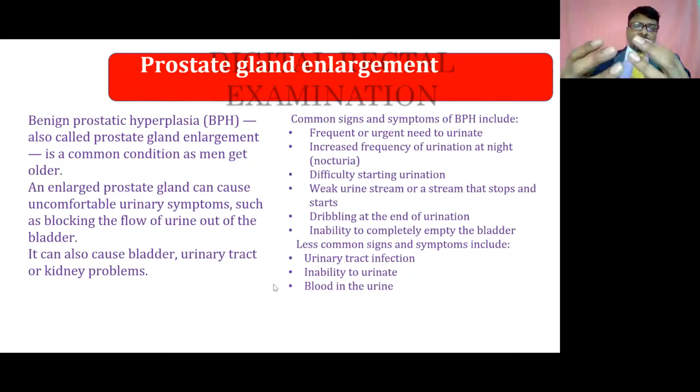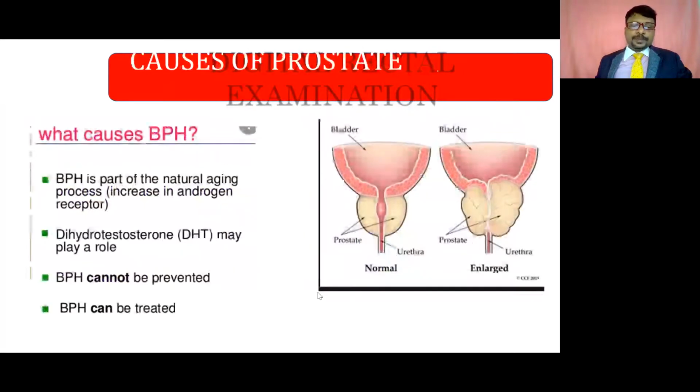For example, in our home, if you are not cleaning your kitchen dustbin, or not clearing the waste material from your house, the house becomes spoiled or gets a foul smell. The same thing happens here. If there is no clearance or passage of the urine, they may get urinary tract infections. Also, because of the obstruction, they are unable to pass the urine, and if they strain a lot while voiding, they may get bleeding. So these are the less common symptoms in prostate enlargement.